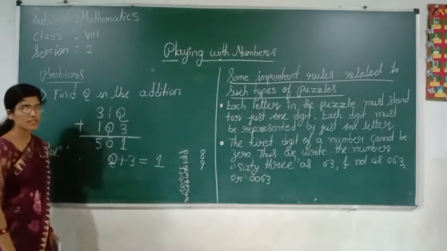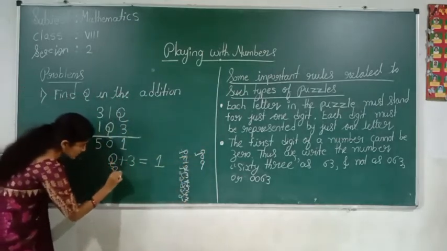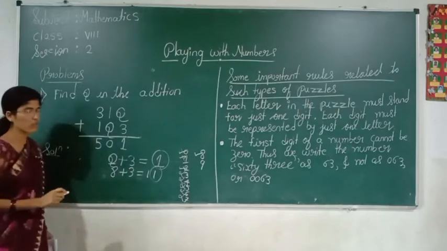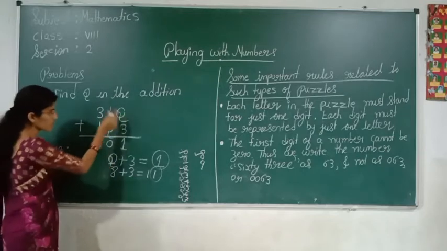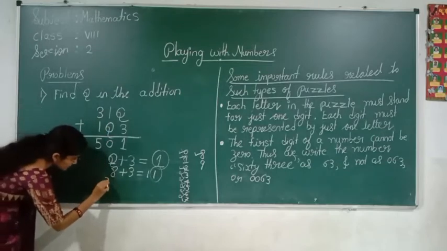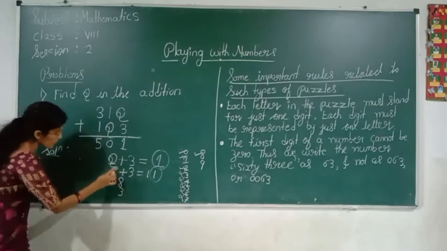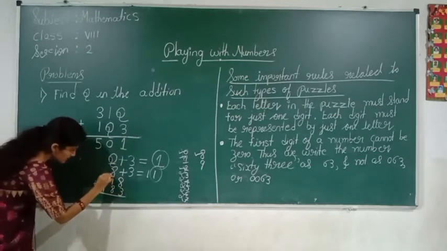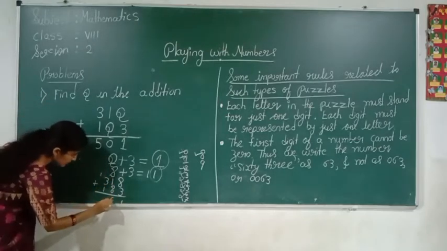7 plus 3 is 10. This is also not working, right? What is 8 plus 3? 8 plus 3 is 11. We wanted this only. So in place of q, we substitute 8. Then 3 1 8 plus 1 8 3. 8 plus 3 is 11. Then 8 plus 1 is 9, and 9 plus 1 is 10.